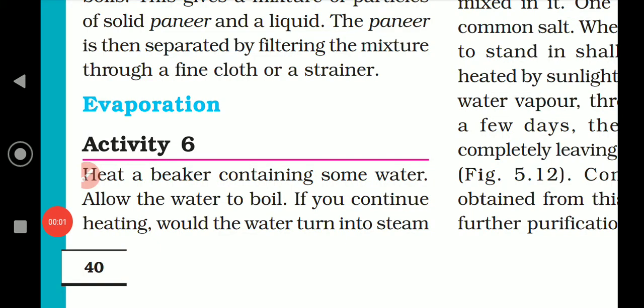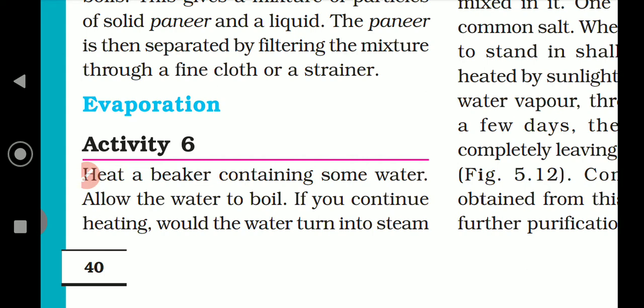Okay, children, so let's see another topic called evaporation. We all know what evaporation is. Evaporation is the conversion of water into water vapor, and that too with the help of heat. So let's do this activity.